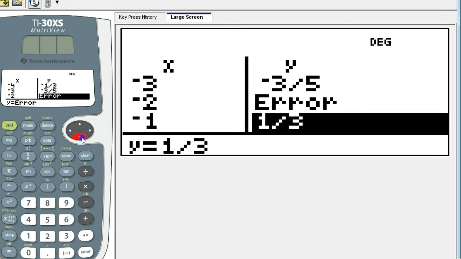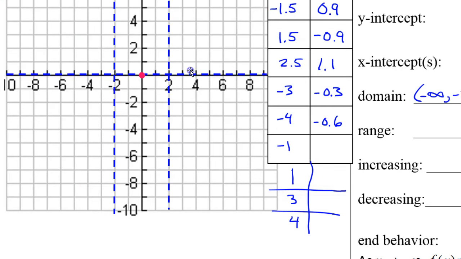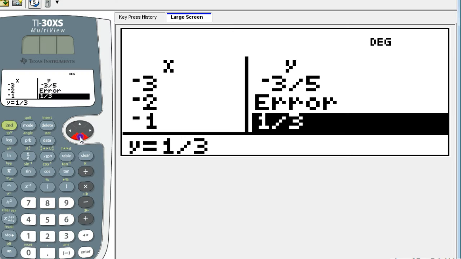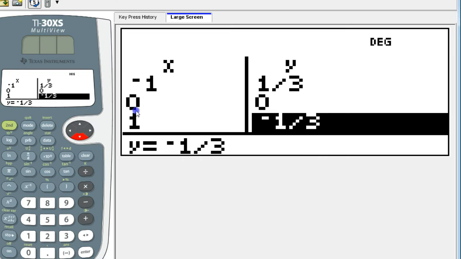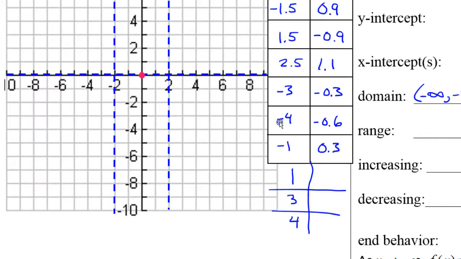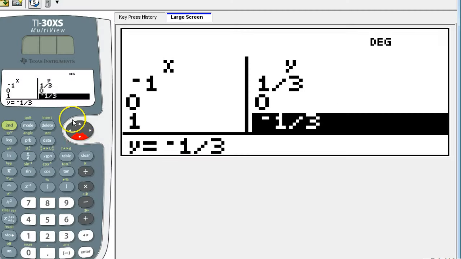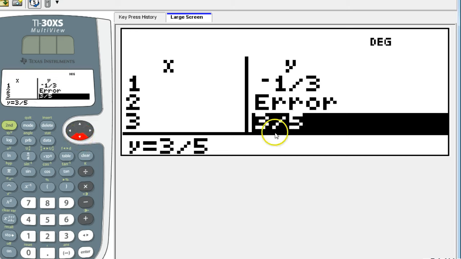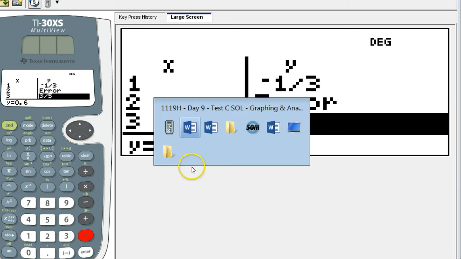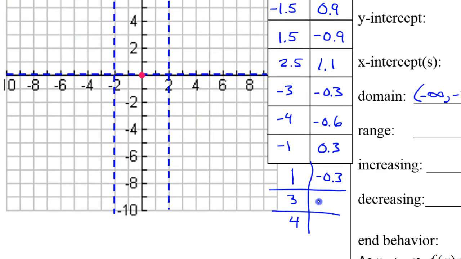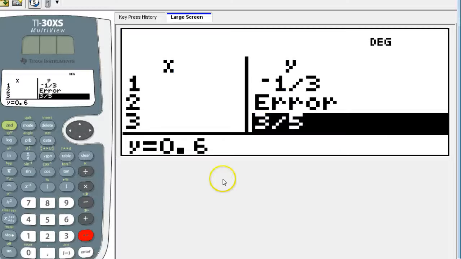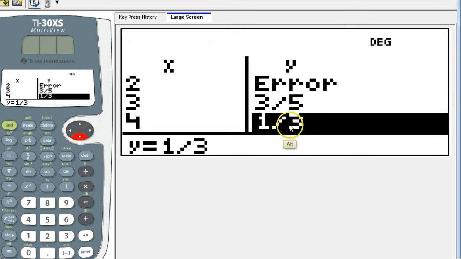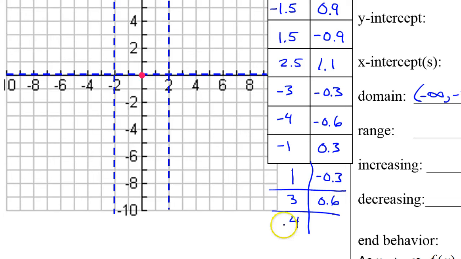At -1, that's 1/3. That's 0.3 again. At +1, there's 0, 0. That was our x and y intercept. That's -1/3 again, so that's -0.3. At 3, we're at 3/5 again, so that's 0.6. And finally at 4, we're at 1/3 again, which is 0.3.